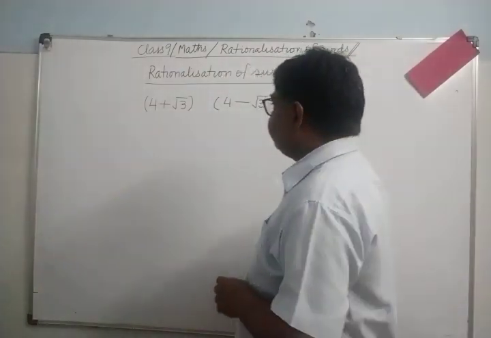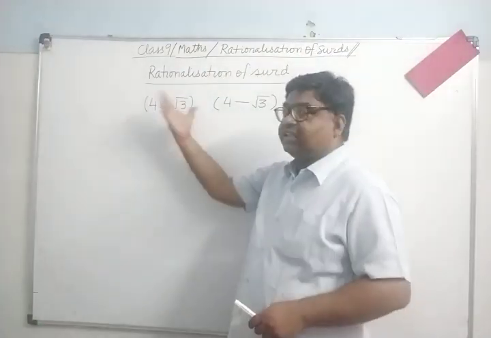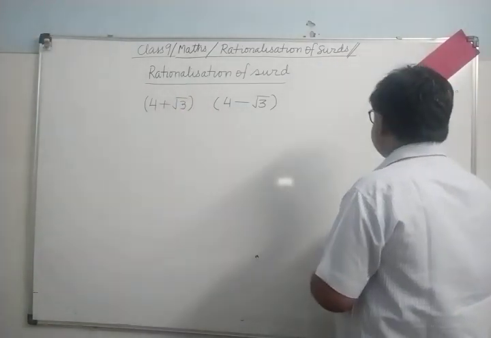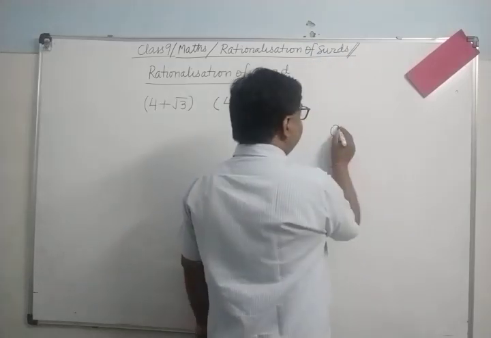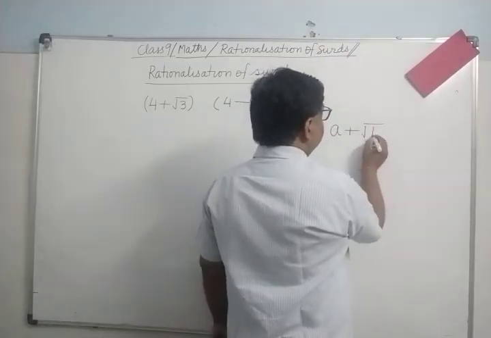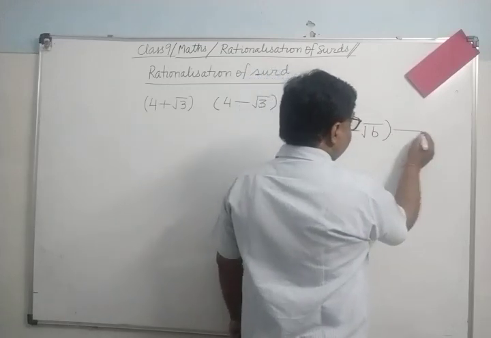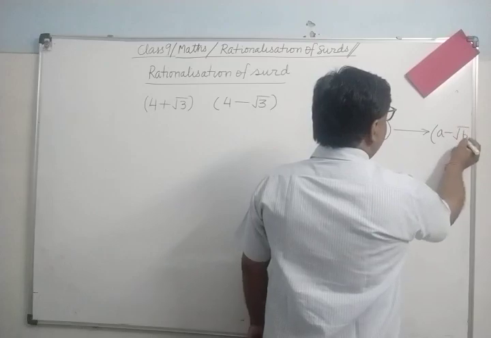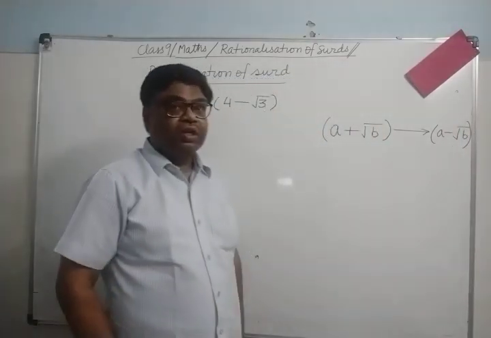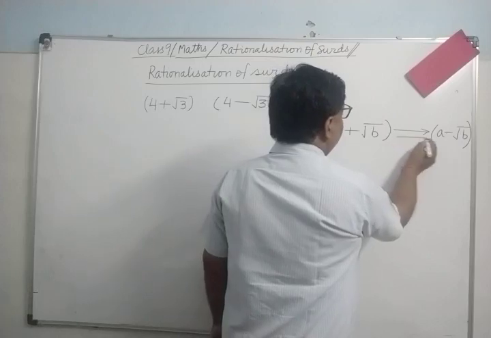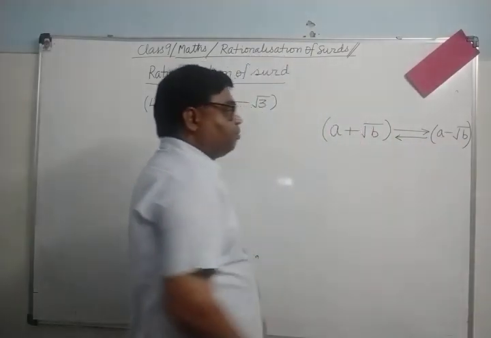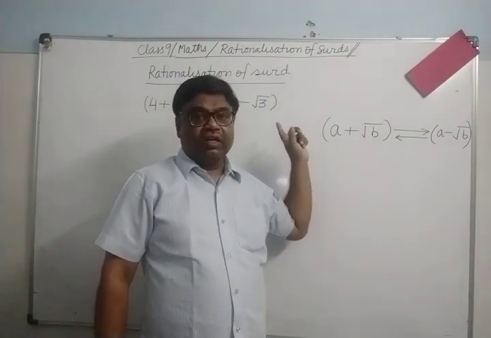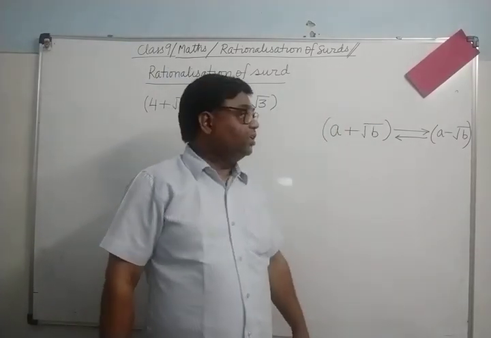So suppose there is an irrational number like 4 plus root 3. What will be its rationalizing factor? Here is the rule. If a plus root b, then its rationalizing factor will be a minus root b. Similarly, the rationalizing factor of a minus root b will be a plus root b. They are also called conjugates of each other.